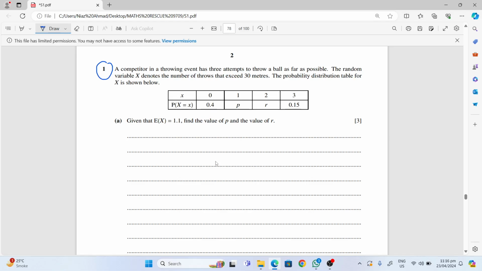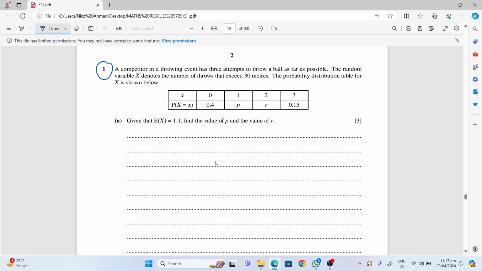Question number 1 says a competitor in a throwing event has 3 attempts to throw a ball as far as possible. The random variable x denotes the number of throws that exceed 30 meters. The probability distribution table for x is given. Here the expected value of x is given. Find the values of p and r.